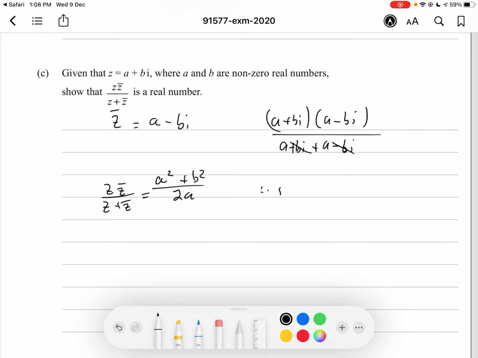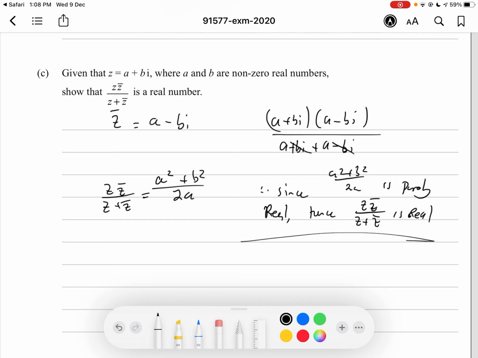So you can say that since (a squared plus b squared) over 2a is purely real, this is a real number basically. And that should be our final answer for this question. Okay, a pretty simple question.